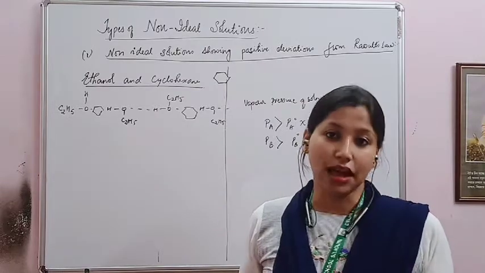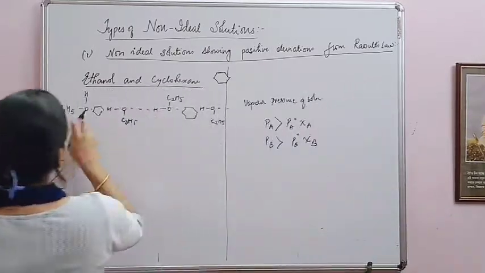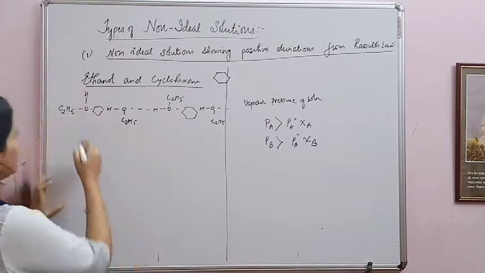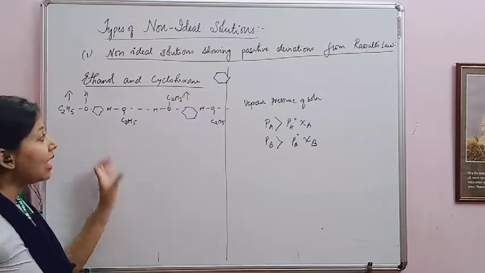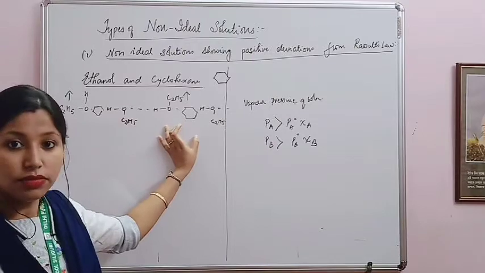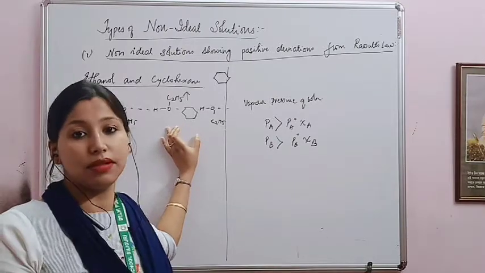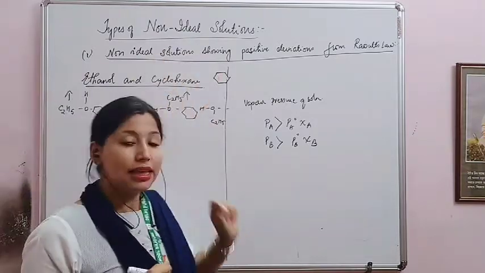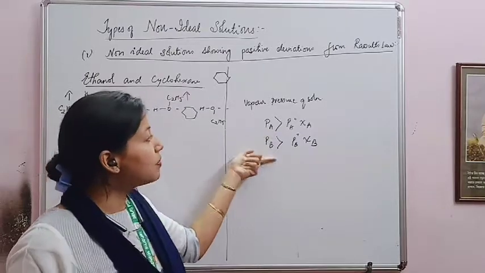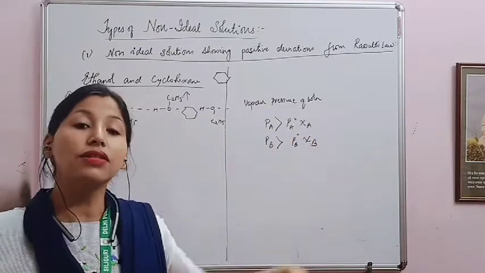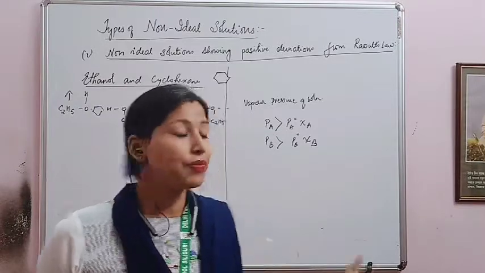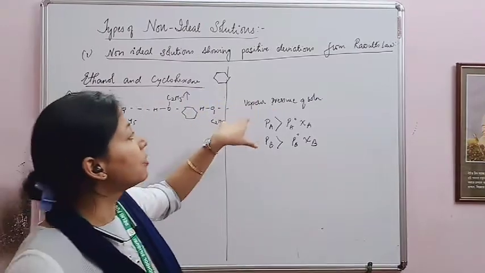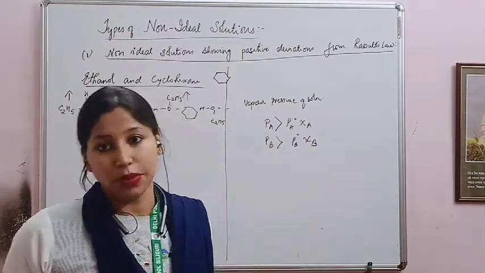If it breaks the hydrogen bonds, some of the ethanol molecules become free, and their escaping tendency increases. The cyclohexane molecules also become free, and their escaping tendency also increases. If the escaping tendency increases, vapor pressure will increase. The partial vapor pressure of A and B both will increase because bonds are broken. So this is what happens in solutions where A and B interactions are weaker.